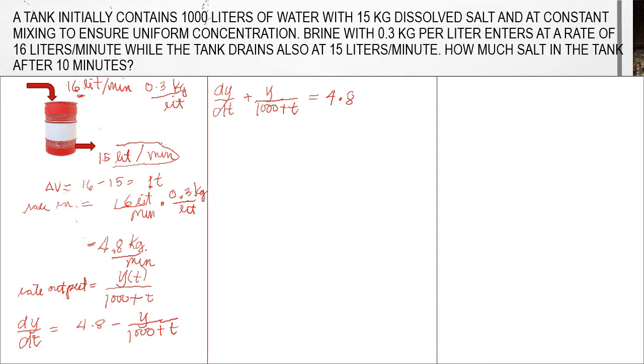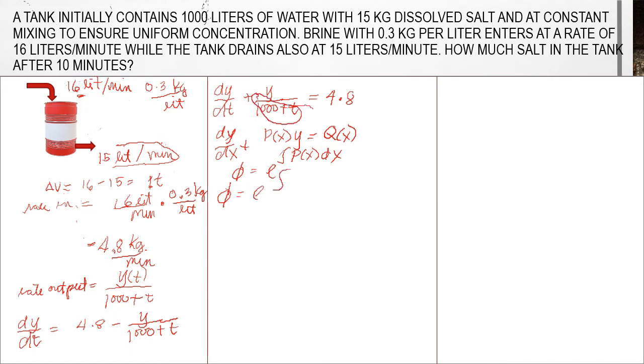And to recall, it's the same as dy over dx plus p of x times y equals q of x. And we take note that we need to determine first an integrating factor, phi, equal to the integral of p(x) dx.